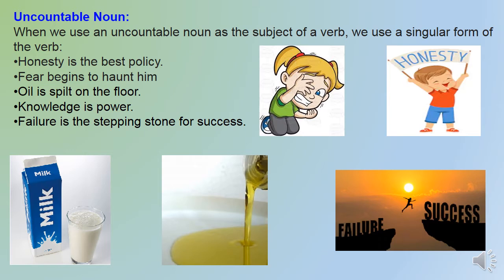He, she likes this card. They like this card. Hope it is clear. We know about a lot of uncountable nouns, isn't it? So honesty, fear, oil, knowledge, failure are all uncountable nouns. So when we use an uncountable noun as the subject of a verb, we use a singular form of the verb. So they are all considered as singular.